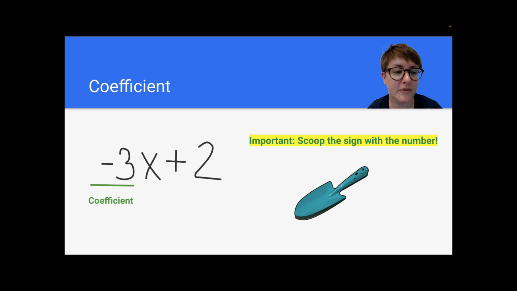In this case, we have negative 3x plus 2, and you'll notice there's a negative in this expression. When you're asked to name the coefficient, you want to include the negative in your answer, so make sure you scoop the sign with the number. So in this case, the coefficient is negative 3, and what that means is that you have 3 negative x values.